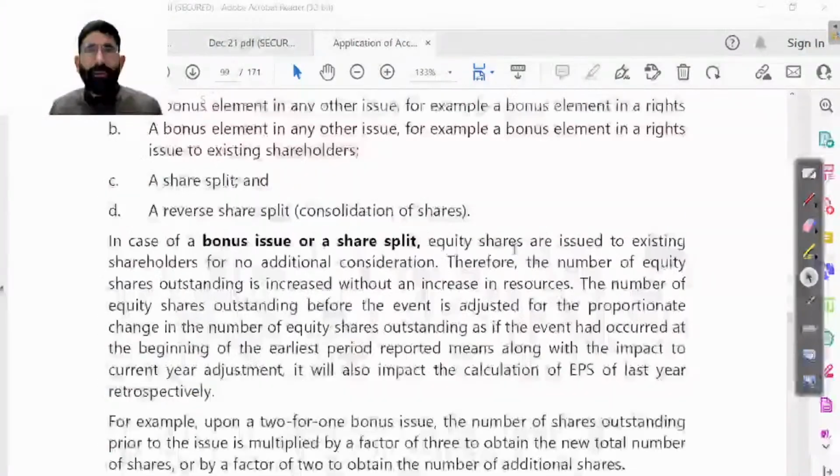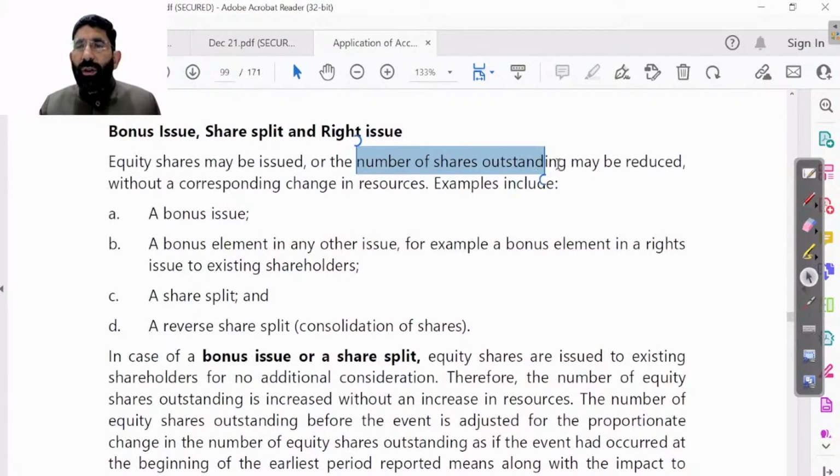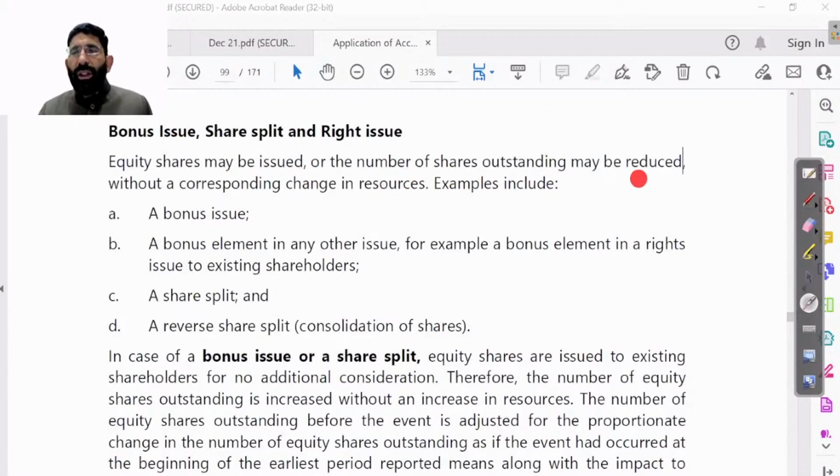So read this point. First of all, equity shares may be issued on the number of shares outstanding. In case of bonus issue, what happens? Equity shares may be issued, or the number of shares outstanding may be reduced without a corresponding change in resources. That is a bonus issue, bonus element in any other issue, share split, a reverse split. That means if we are making any changes in our share issue system, then obviously the number of shares will change.